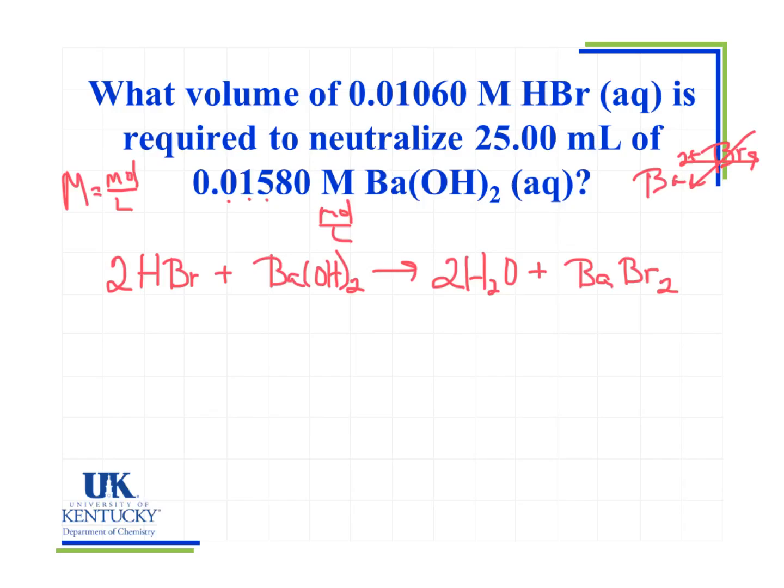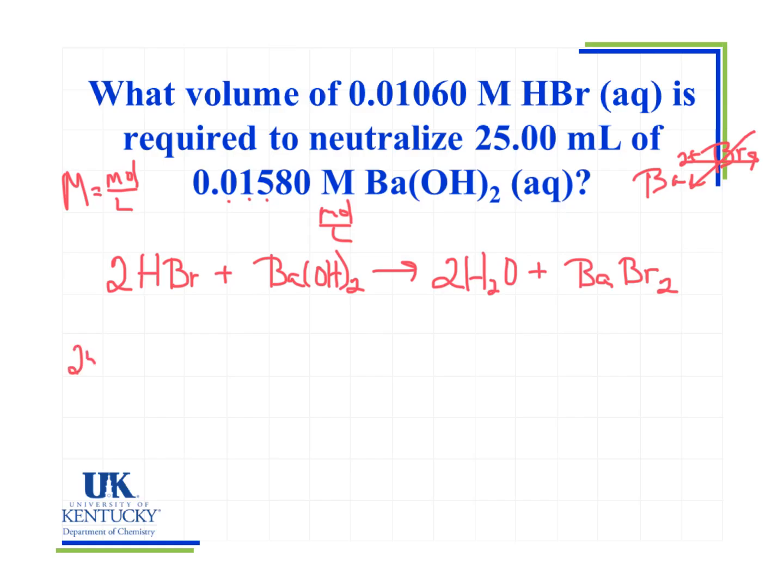Now, I want to look at what information I know and what I'm trying to find. So in the problem, it's given me the volume and molarity of barium hydroxide and just the molarity of HBr. Well, with just the molarity of HBr, I can't get to moles. And remember, that's that central part of every stoichiometry calculation that I have to go through moles. Since I don't have the information to get to moles of HBr, that tells me I must be starting with the information about the BaOH2.